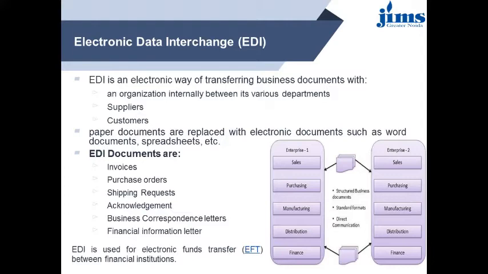So EDI replaces the paper documents and electronic documents such as Word documents and spreadsheets. Previously, before EDI, Word documents, spreadsheets, etc., were used. But when EDI evolved, EDI replaced all these things. EDI documents are invoices, purchase orders, shipping requests, acknowledgements, business correspondence letters, financial information letters. Every organization has a different way of invoice. Every organization has a different way of purchase order, shipping request, acknowledgements.